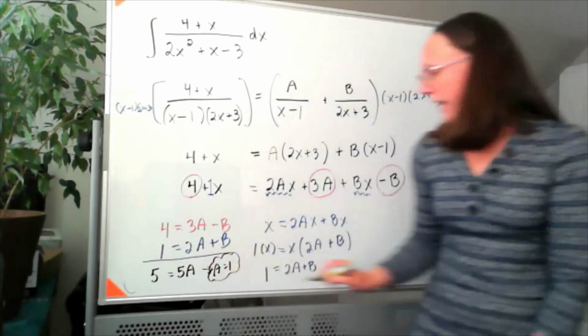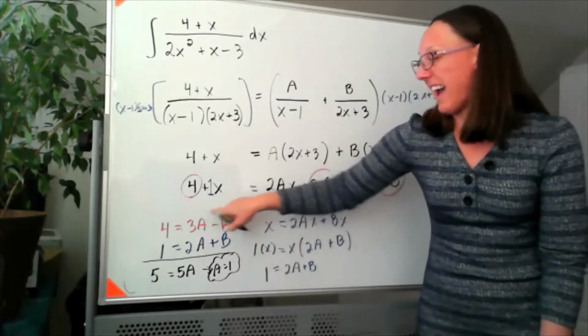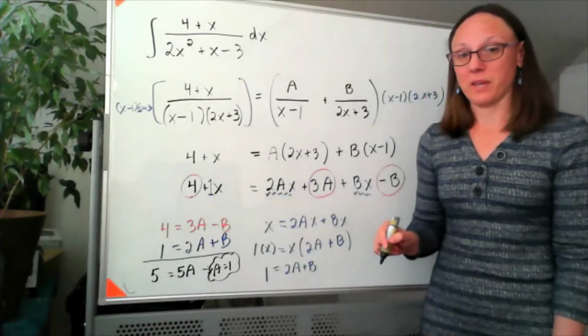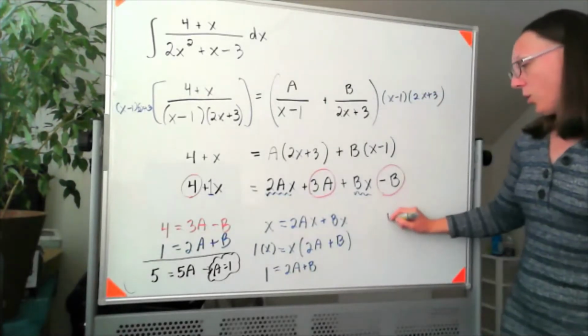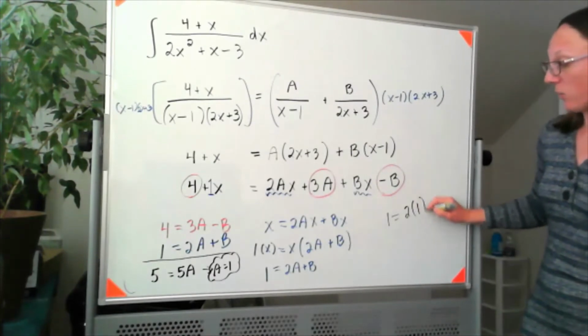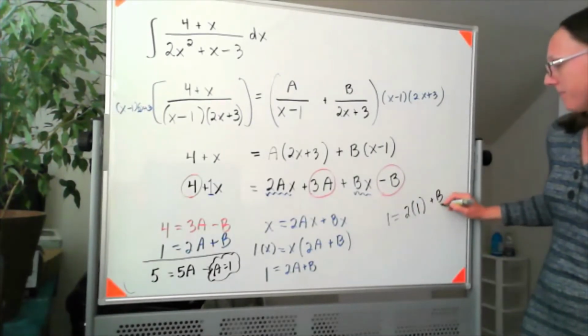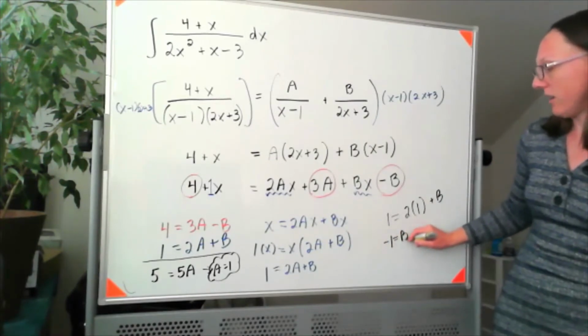And if we already know what a is, then we can take either of the equations, plug a in to come up with a value of b. So if I look at that bottom equation, that 1 is equal to 2 times a, but now we know that a is equal to 1, plus b. Subtracting that over, looks like I've got -1 is equal to b.